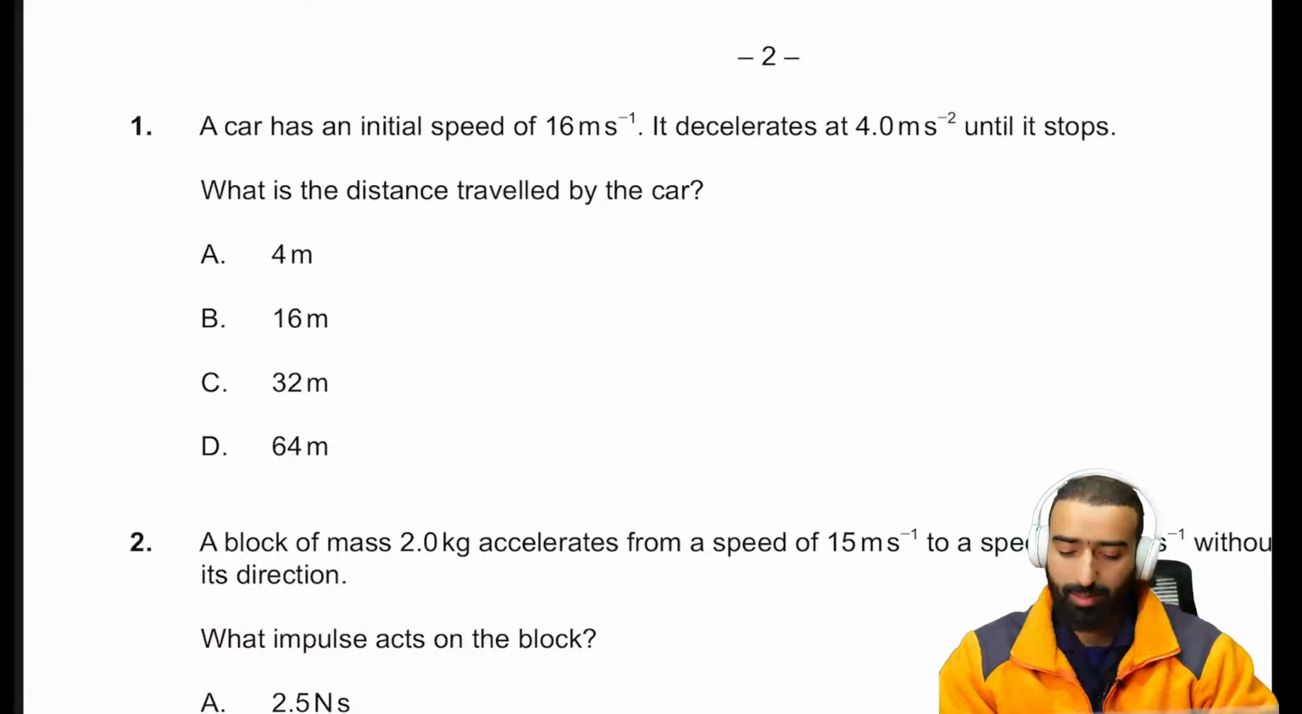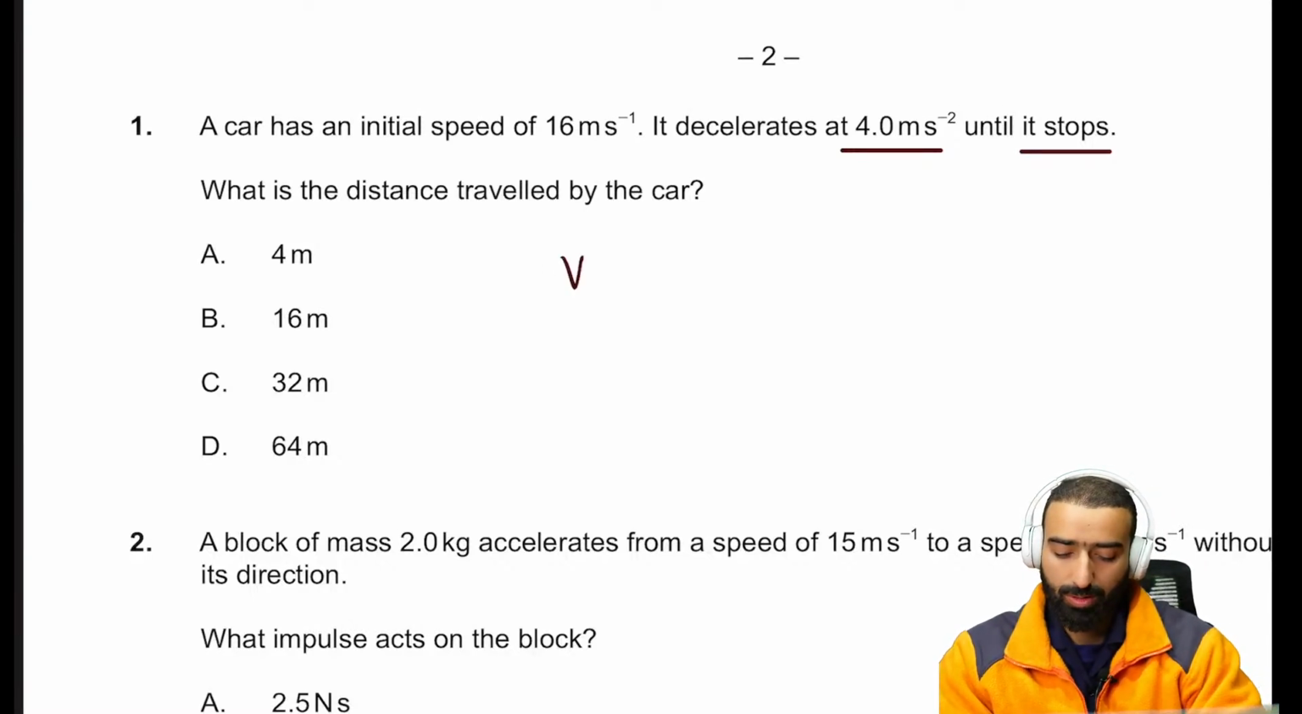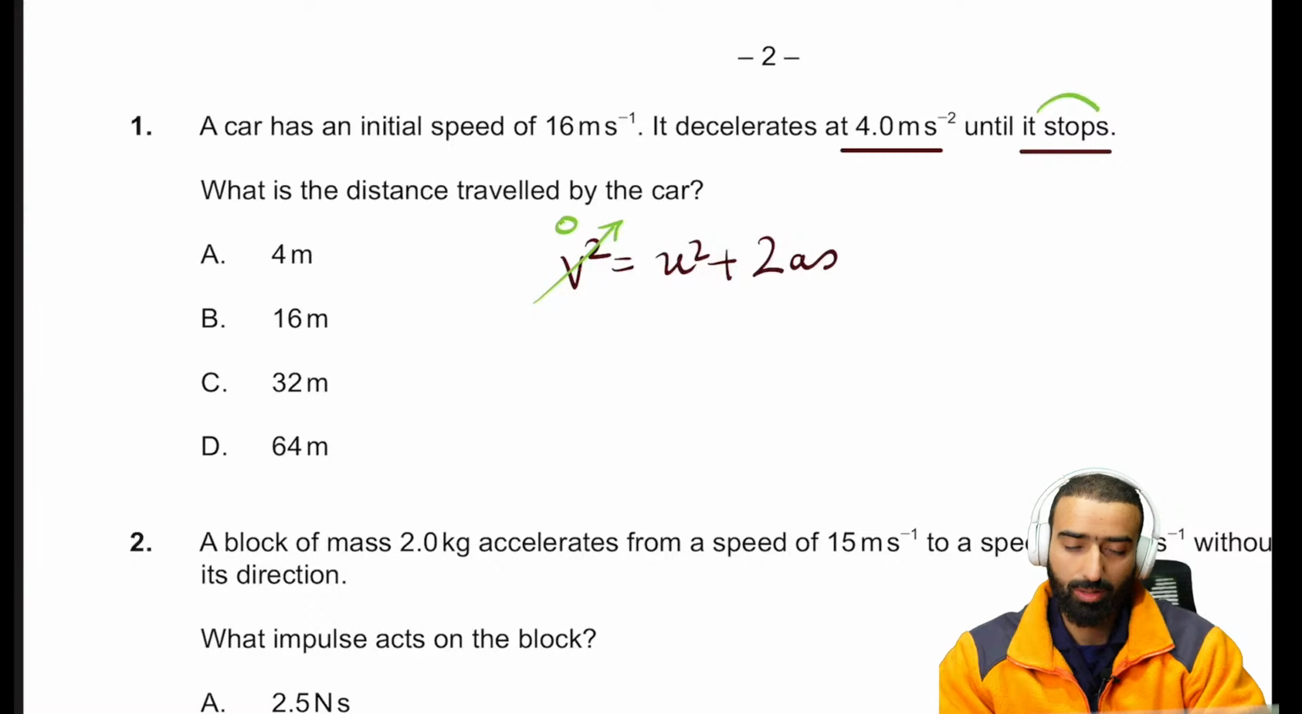A car has an initial speed of 16 meters per second. It decelerates at 4 meters per second squared until it stops. What is the distance traveled by the car? So we will use the equation v squared equals u squared plus 2as. The final velocity is 0. Why is that? Because it stops. And the acceleration is minus 4. Why minus? Because it's decelerating.